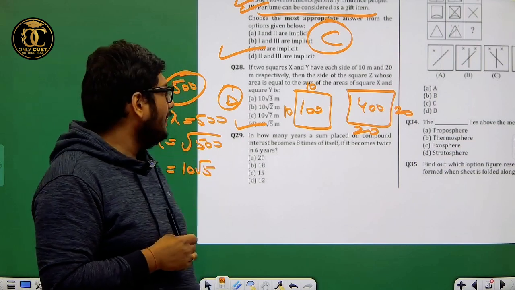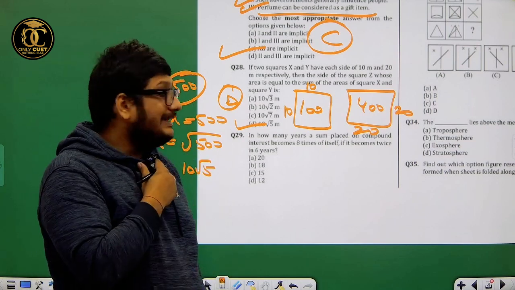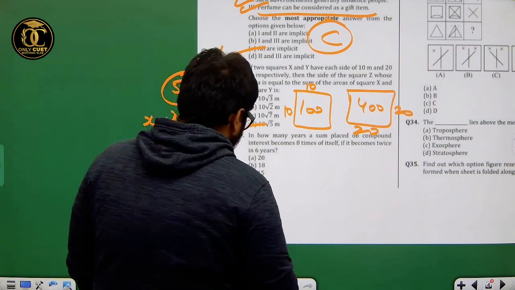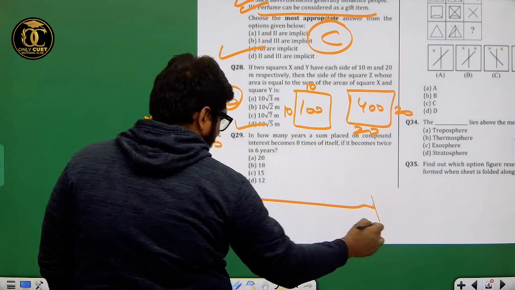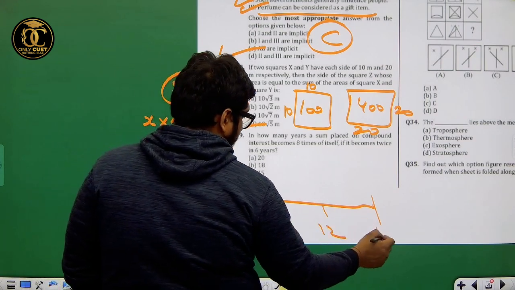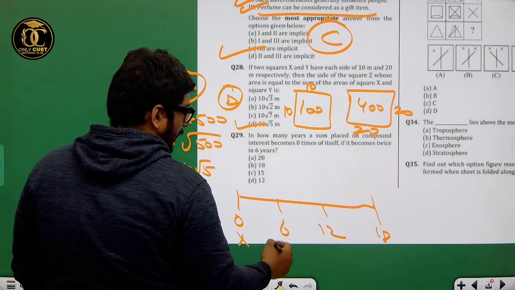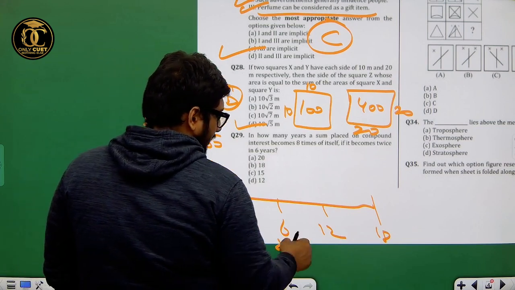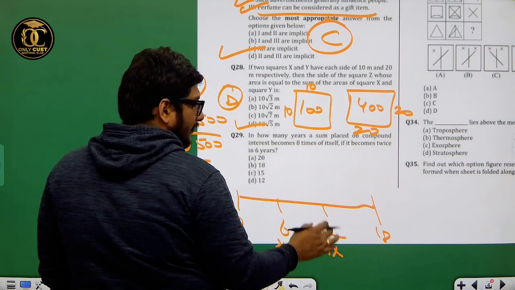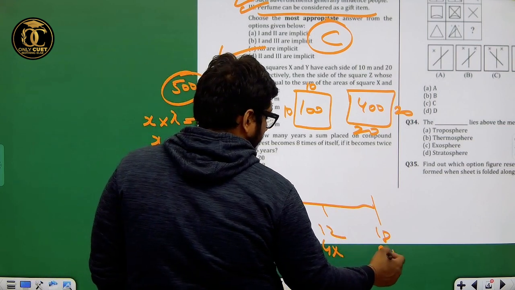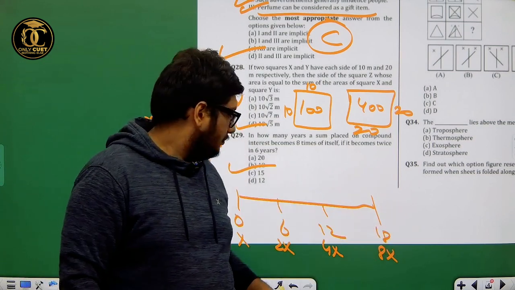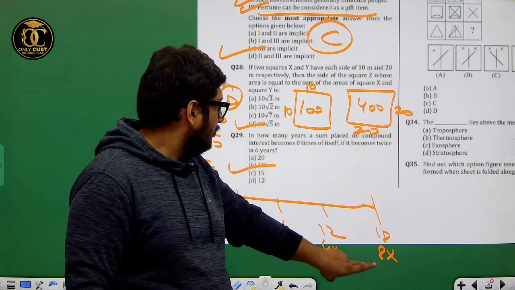Next question says, in how many years a sum placed on compound interest becomes 8 times of itself if it becomes twice in 6 years? If it is being doubled in 6 years, look at this timeline: 0, 6, 12, 18. I deposited x here. After 6 years, I'll get 2x. Then if I deposit 2x in the 6th year, I'll get 4x in the 12th year. If I deposit 4x in the 12th year, I'll get 8x in the 18th year. So in 18 years, I'll have the money 8 times. So the correct answer is option B.